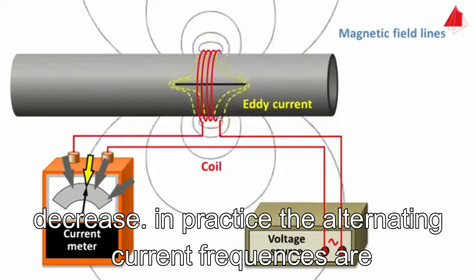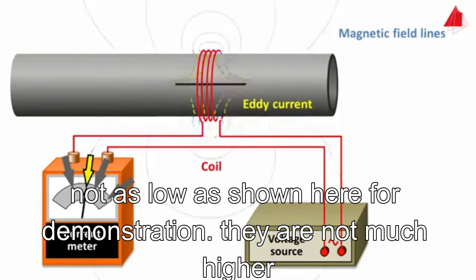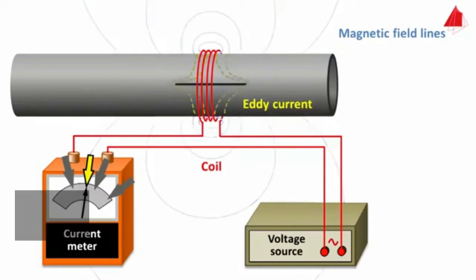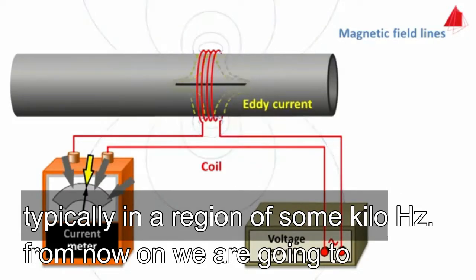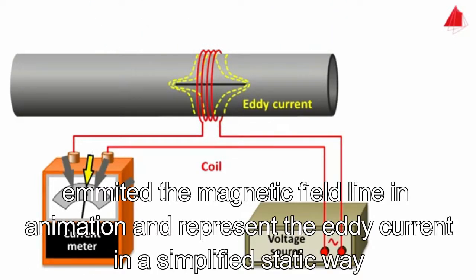In practice, the alternating current frequencies are not as low as shown here for demonstration. They are much higher, typically in the region of some kilohertz. From now on, we're going to omit the magnetic field lines in the animation and represent the eddy current in a simplified static way.